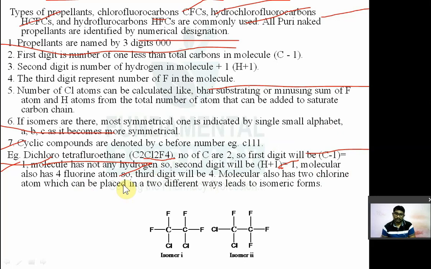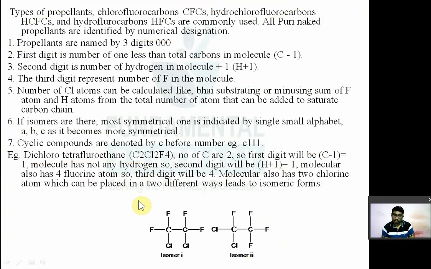But this molecule also has chlorine and chlorine, which can be arranged in the structure in a different way. So you can draw the structure of this compound in two ways. That is nothing but dichlorotetrafluoroethane. Look at the difference in the chlorine: symmetric and asymmetric. Look here at the chlorine. Which is the most symmetric molecule? Isomer 1 is the most symmetric molecule. Isomer 2 is the less symmetric molecule.